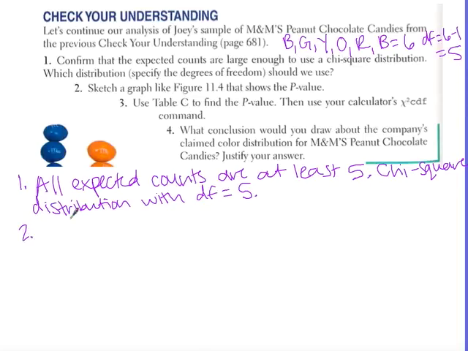Two asks us to sketch a graph that shows the p-value. If we were doing that, we know we're using a chi-square distribution with degrees of freedom equal to 5. So we would have our curve. It would be right skewed, because chi-square distributions are always right skewed. Our mean should be at 5, and our peak should be at 5 minus 2, which would be over here at 3.